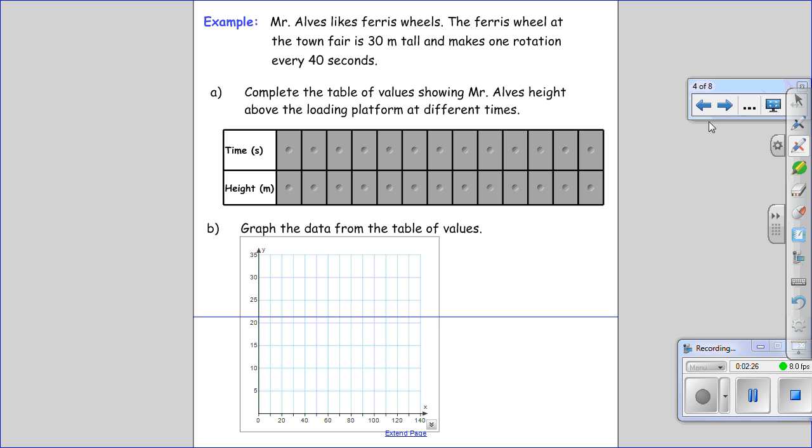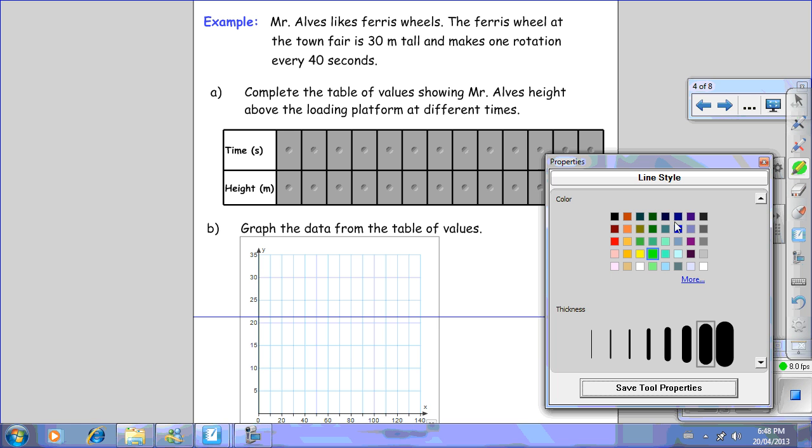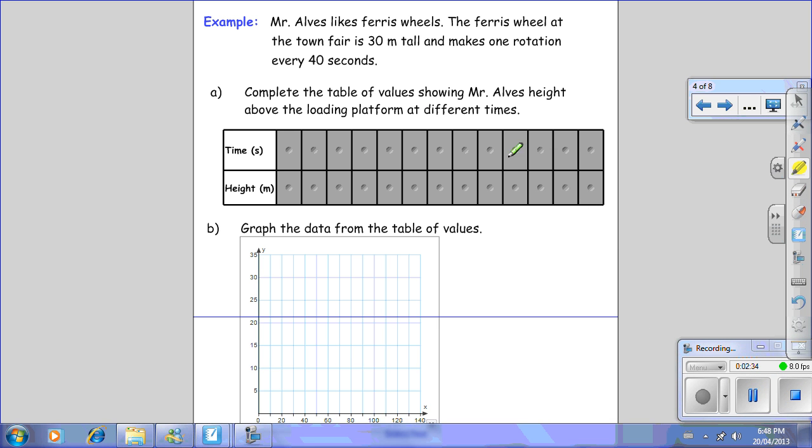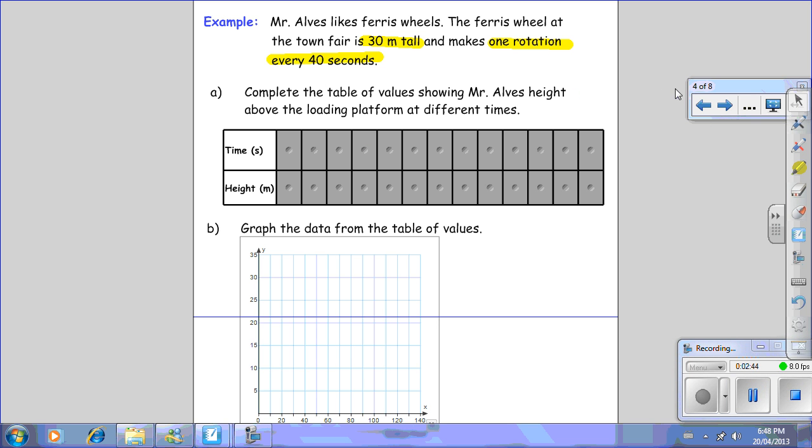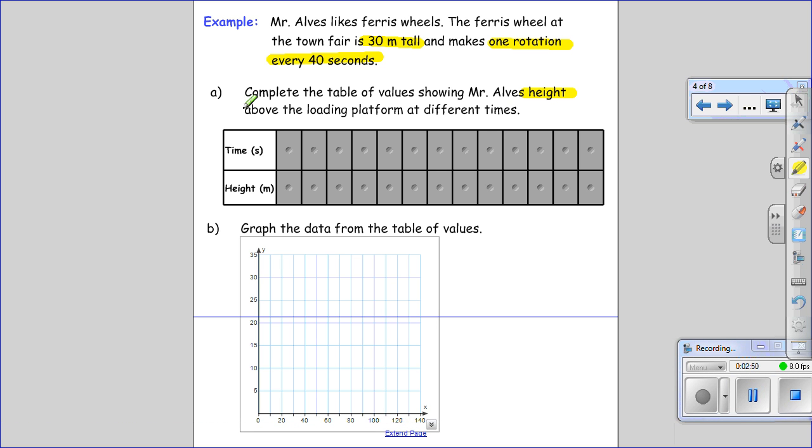Okay, so we're going to look at an application of periodic functions, and we're going to think about a Ferris wheel, and we're going to talk about Mr. Alves and a ride on the Ferris wheel. And if I look at this, it says the Ferris wheel is 30 meters tall, and one rotation occurs every 40 seconds. So if I want to think of what's happening at each point on the graph, and we're talking about, sorry, I skipped over this, his height above the loading platform.